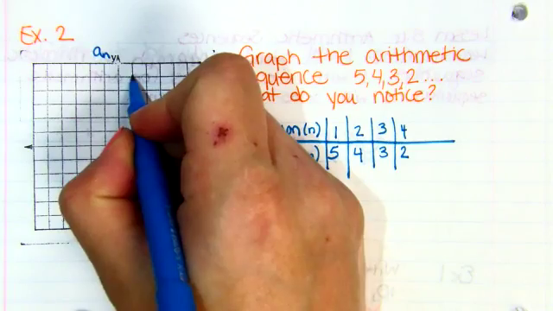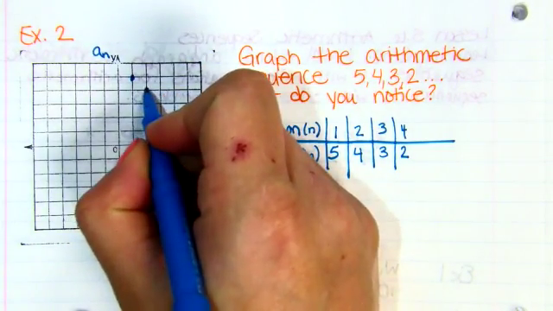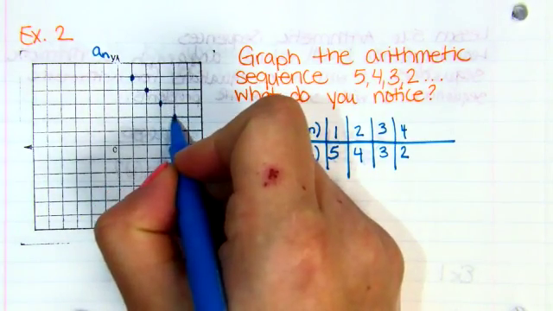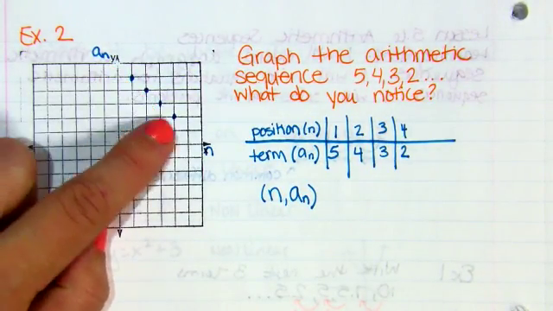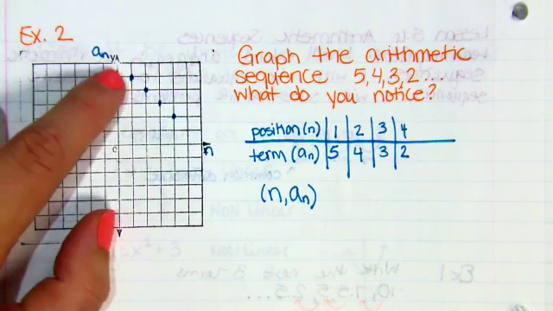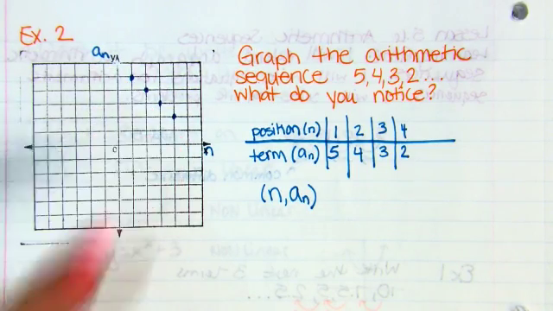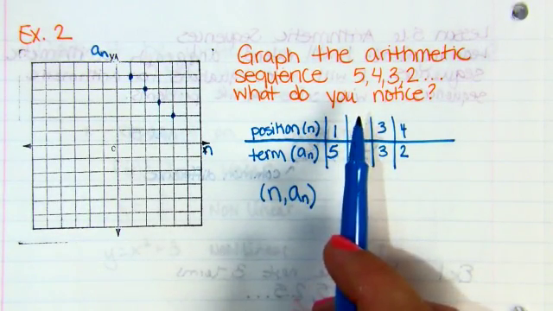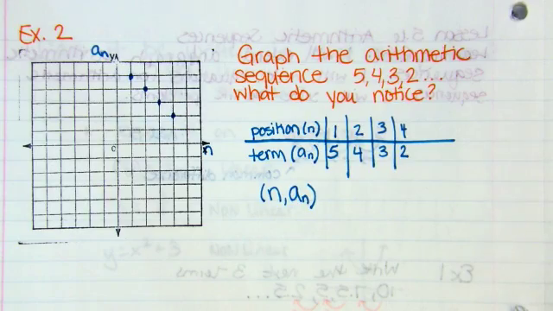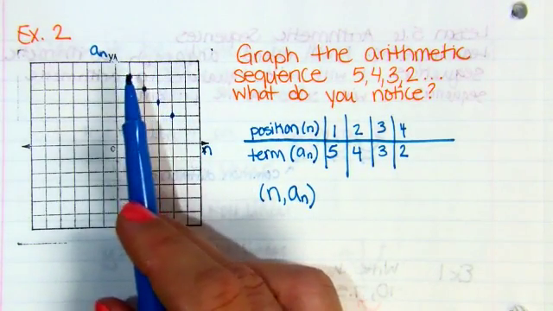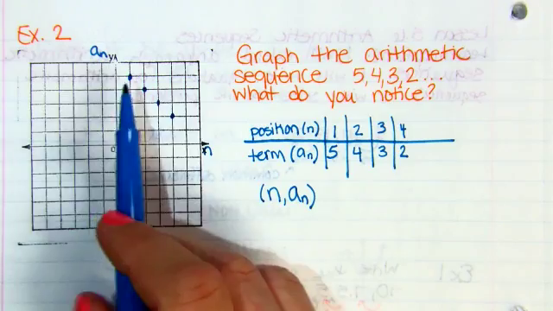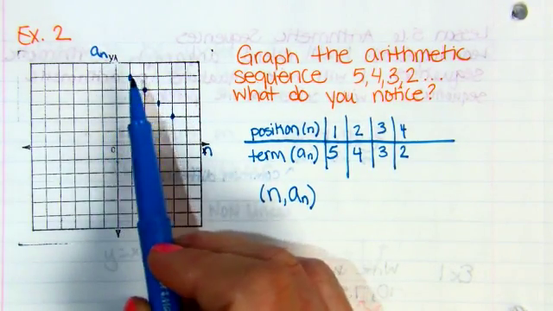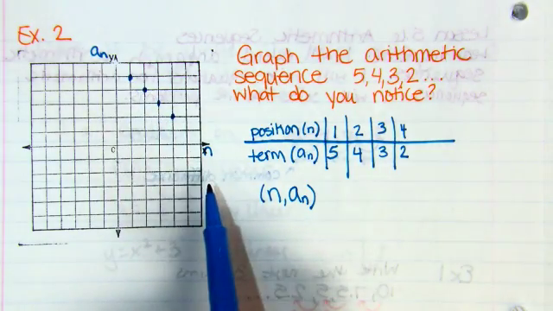So I have (1, 5), (2, 4), (3, 3), and (4, 2). When I look at those points, what I notice is that they all lie on a line. Now, I'm not going to connect them because I can't have a position 1.5. You can't be the 1.5 person in line, right? So this is a discrete domain, and so that means I can't connect these. But I can see that these are all lined up on a line.